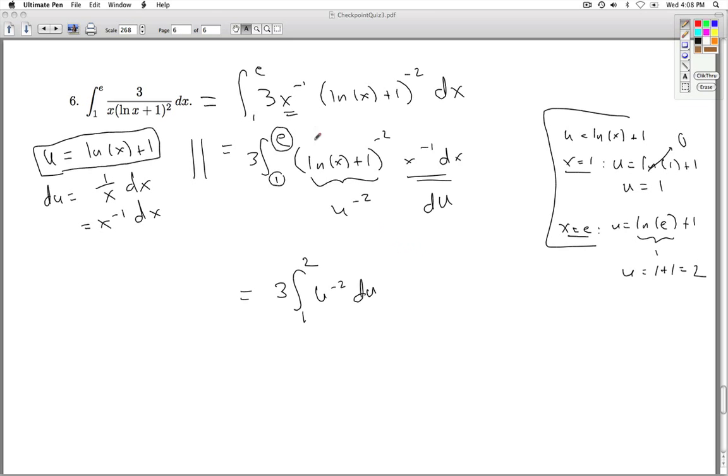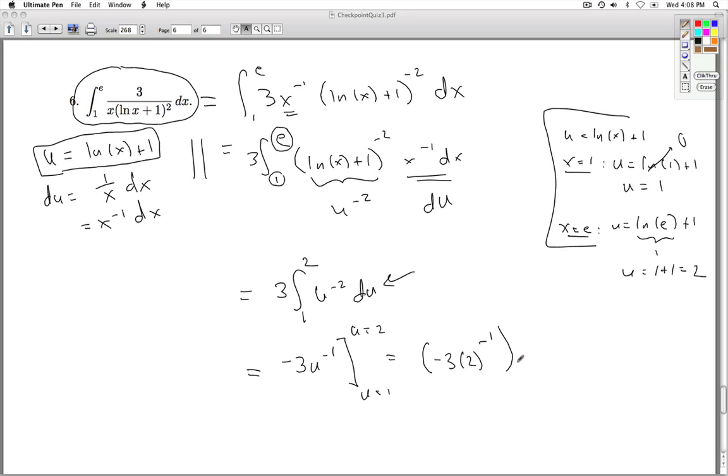So in the land of u, we've taken this terrible looking definite integral and turned it into this not so bad. Take the antiderivative of u to the minus 2, you get negative 3u to the minus 1. Evaluating now from u equals 1 to u equals 2. So I get negative 3 times 2 to the minus 1 minus negative 3 times 1 to the minus 1.